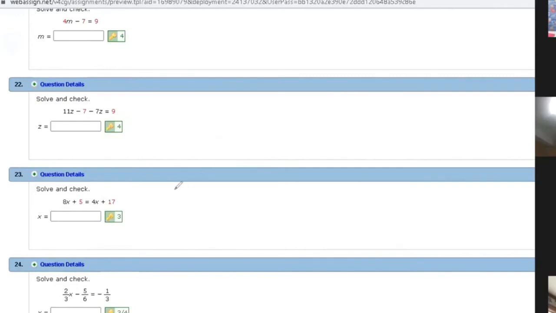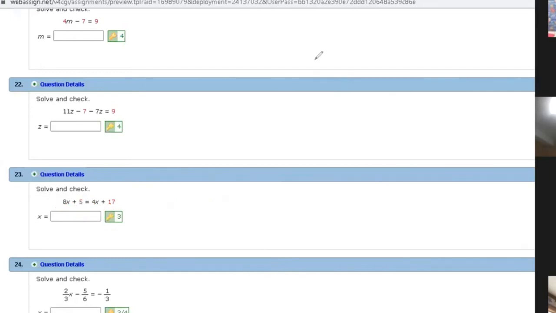So for number 23, basically I would subtract 4x from both sides, and I would subtract 5 from both sides. Let me cross this out. So on the left side, I would have 4x, and on the right side, I would have 12. So x would be 3. Okay. So that's how you would do that.